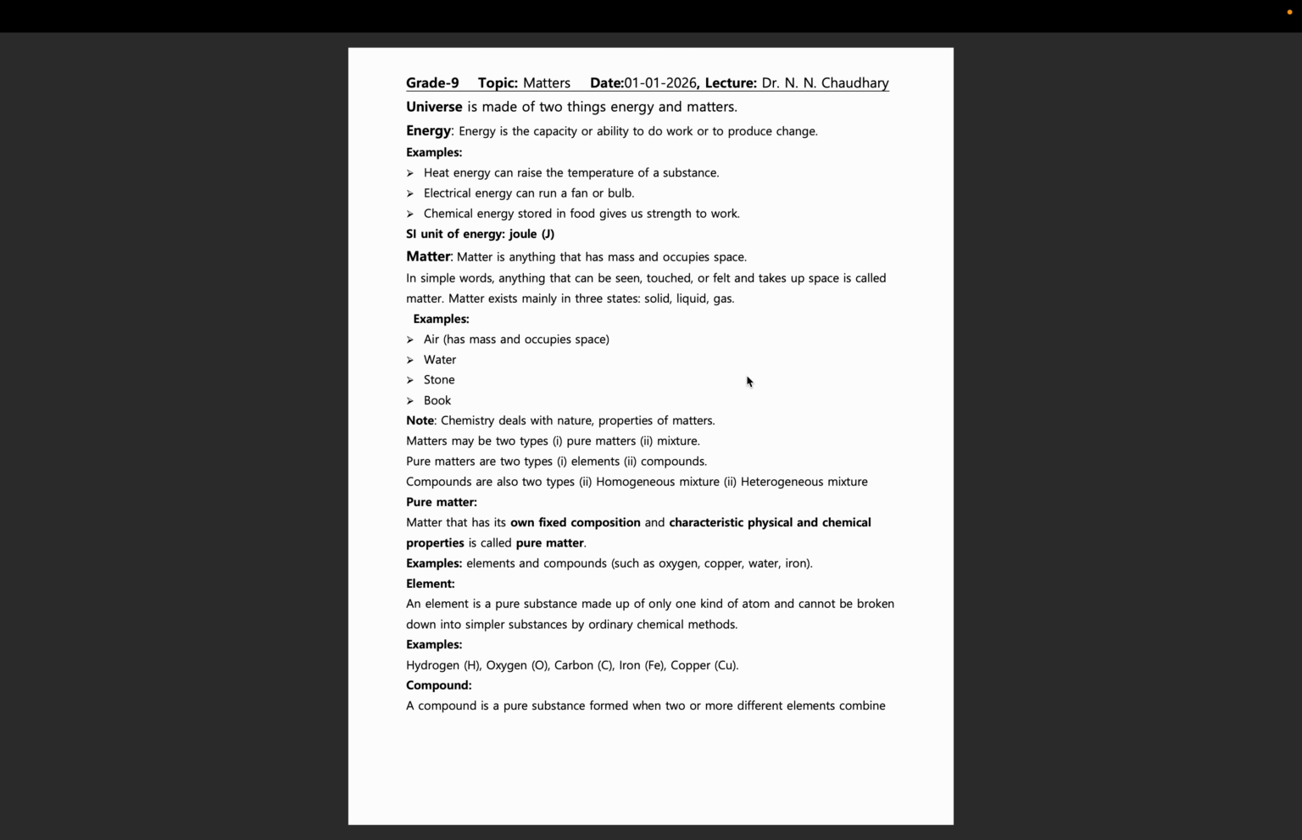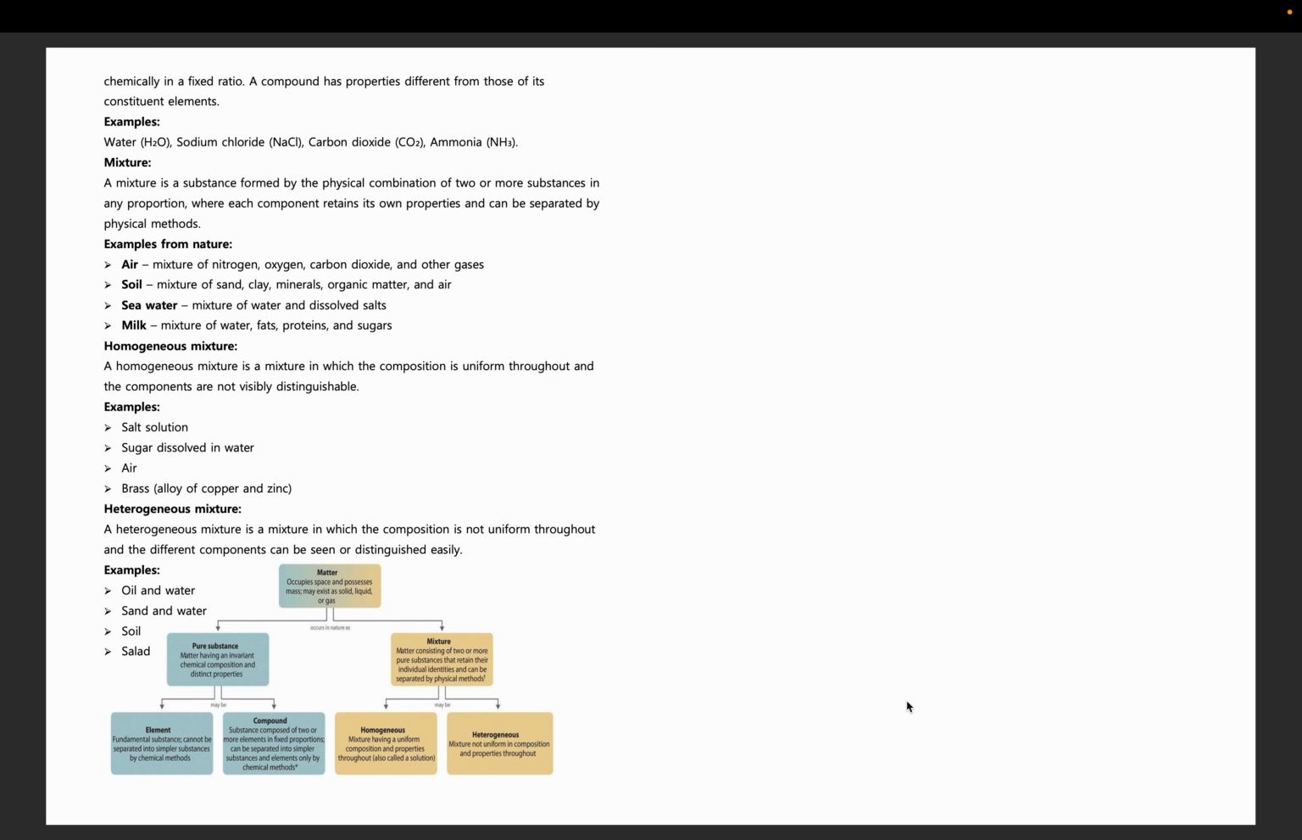A compound is defined as a pure substance formed when two or more different elements combine chemically in a fixed ratio. A compound has properties different from those of its constituent elements. Here, it is better to understand that a compound is made up of two or more elements in fixed proportion, but it has its own characteristic properties. The properties of a compound are very different from the properties of the elements it is made up of.